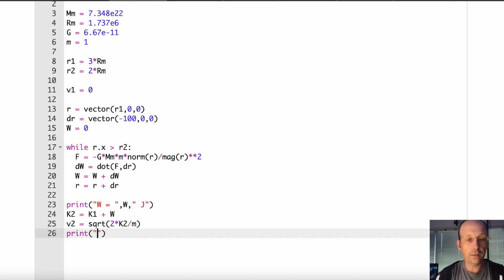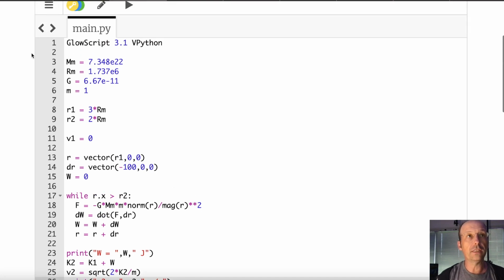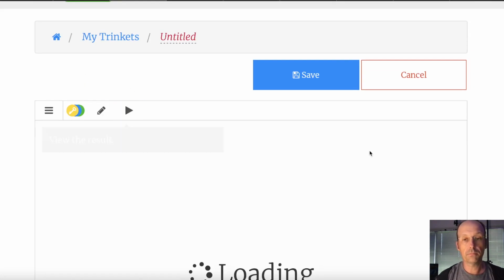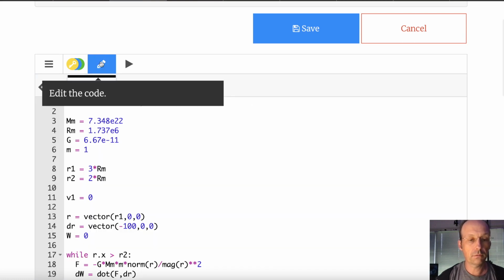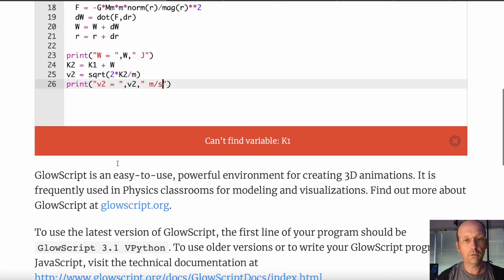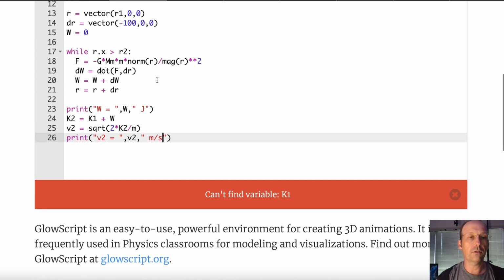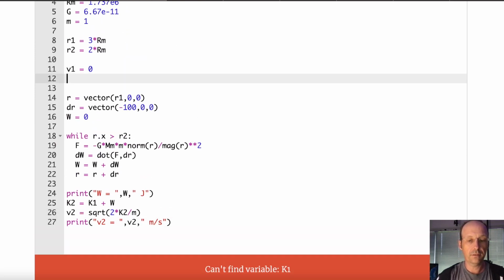And let's print that. Print V2. And we don't really need that, but just to have something to do, meters per second. And let's run this sucker. Okay, so that's... Oh, it didn't print it. K1, okay. K1 equals 0.5 times m times V1 squared. Sorry.